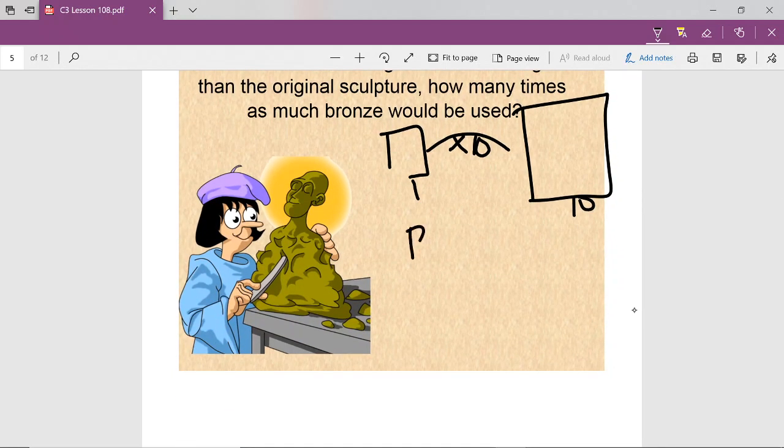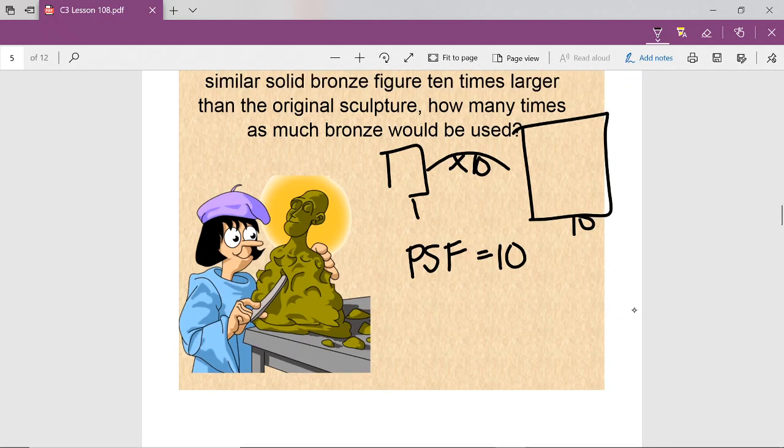So I can say my perimeter scale factor is 10. If I were to outline this in something, I would need 10 times as much paint, or whatever it might be. But if I want to know the area scale factor, if I were to paint it, I would be doing 10 squared, or 100.